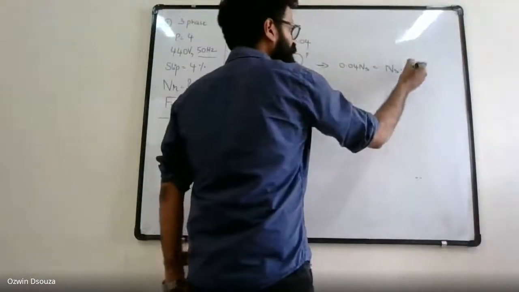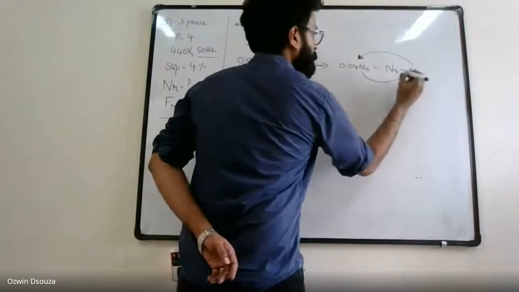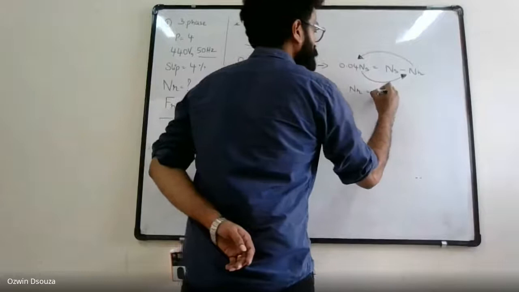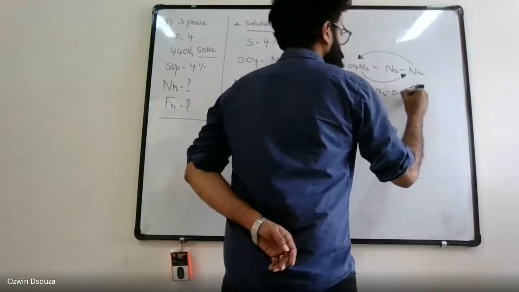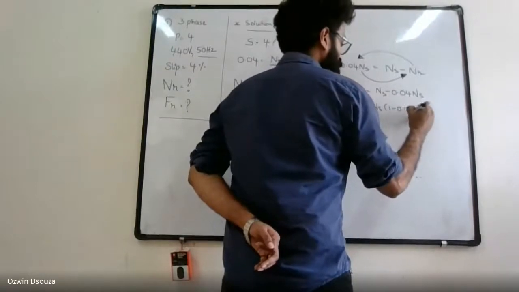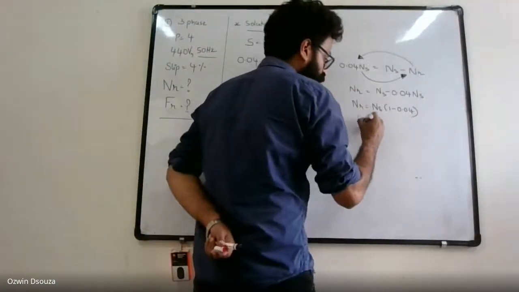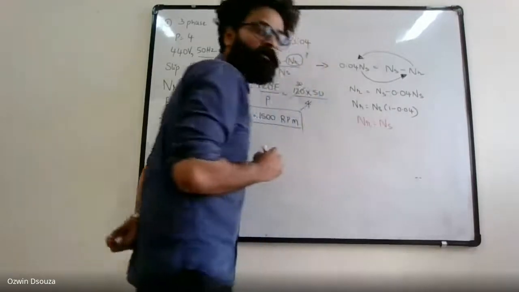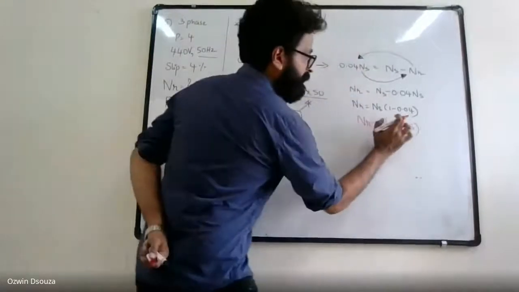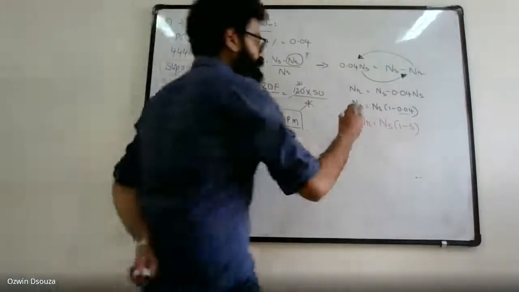Let me take nr this side and ns on the right hand side. So what do I get? nr is equal to ns minus 0.04 ns, or nr is equal to ns into (1 minus 0.04). So one standard formula, I can write it here itself. Rotor speed nr is always equal to synchronous speed ns into (1 minus slip). What is 0.04? 0.04 is the slip value. So this is my standard form.